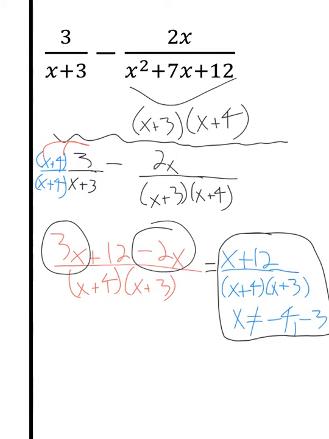So number 4, well, this bottom could factor. The factors of 12 that add up to 7 are 3 and 4. So I wrote x plus 3 times x plus 4. And so here I just rewrote it in black.